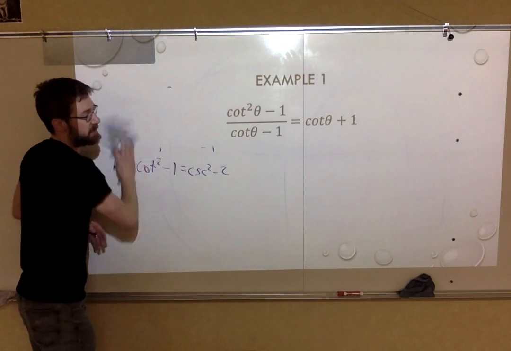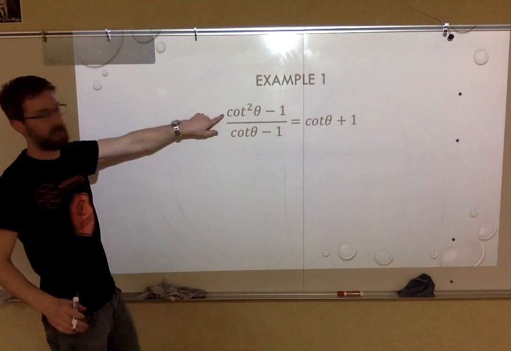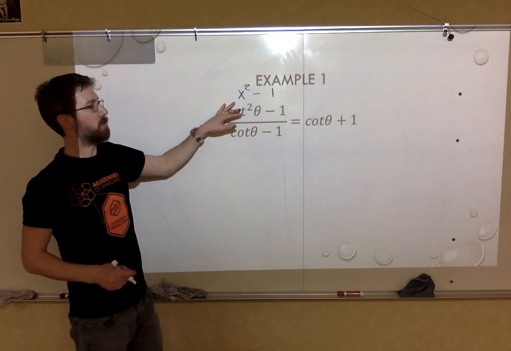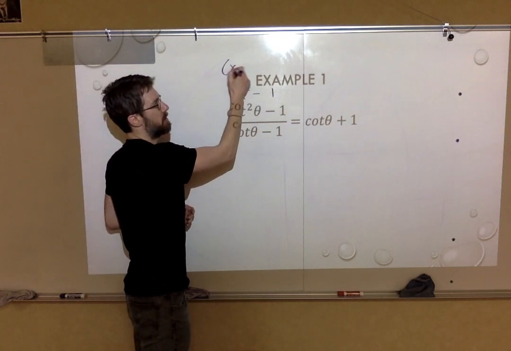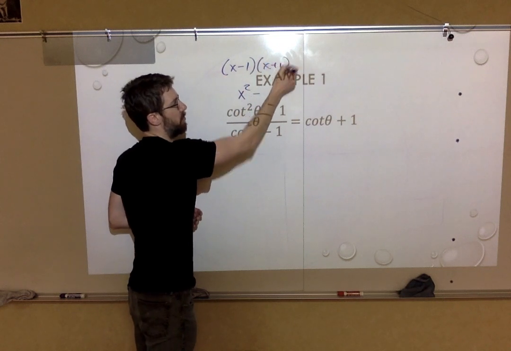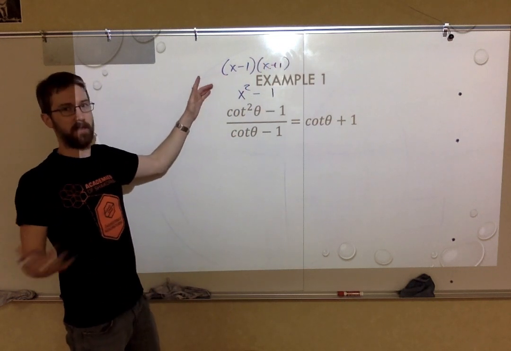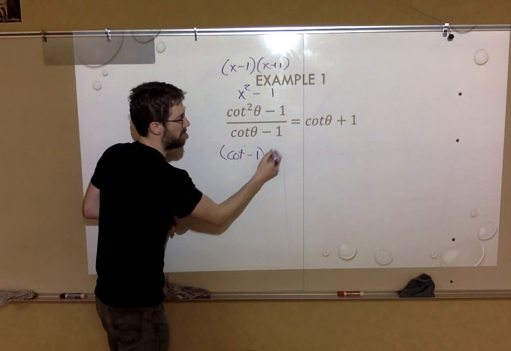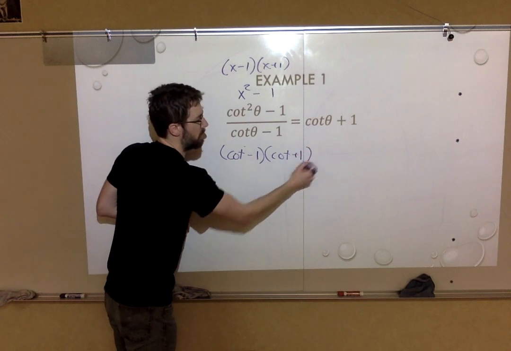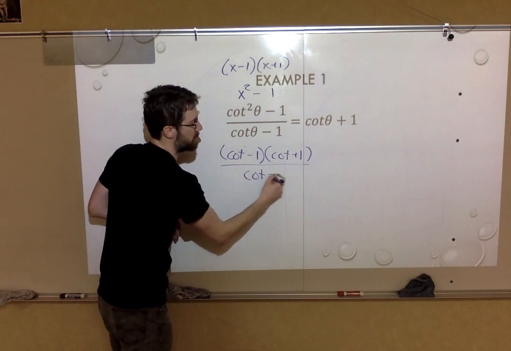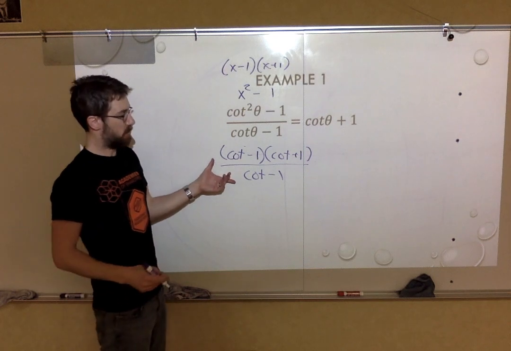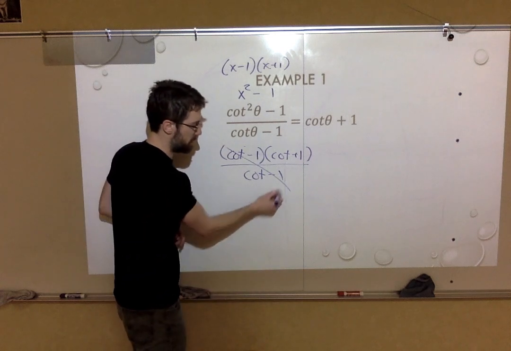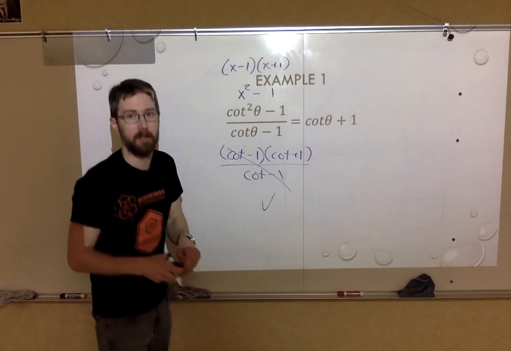What I really need to do here is factor. This is a difference of squares. If it were x squared minus 1, more of you would recognize that you could factor it to x minus 1, x plus 1. I'm going to do the exact same thing, except instead of x, it's cotangent. So cotangent minus 1, cotangent plus 1, all over cotangent minus 1. Look, I've got two factors that can cancel out, and what I'm left with is cotangent plus 1. So pretty quick one if you know how to start it.